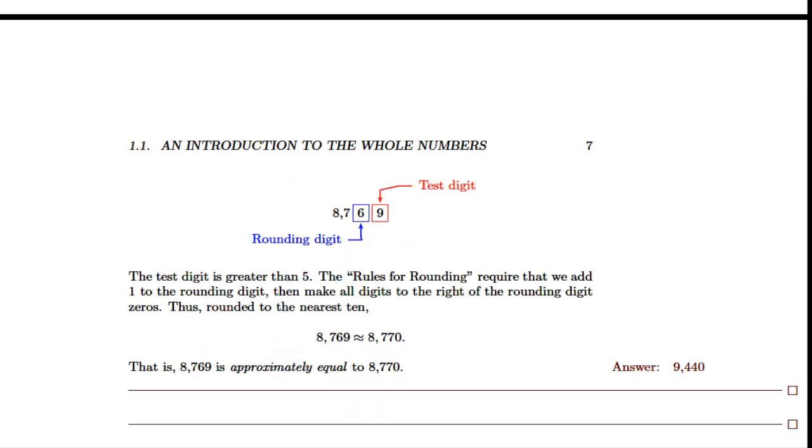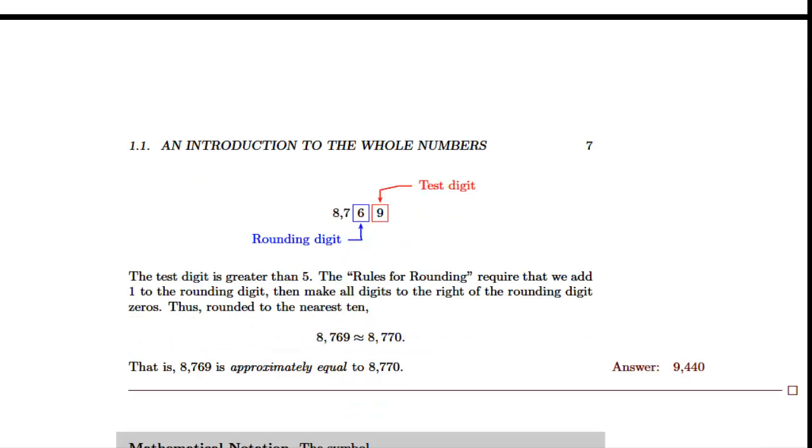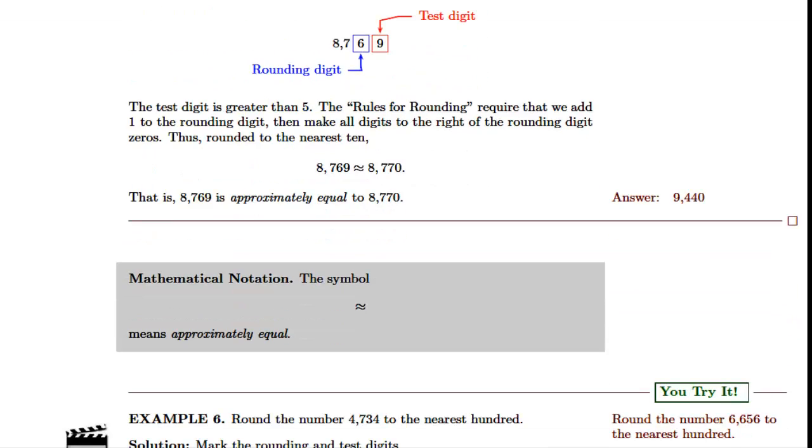Thus, rounded to the nearest 10, 8,769 approximately equals 8,770. Mathematical notation. The symbol squiggly equal sign means approximately equal to.